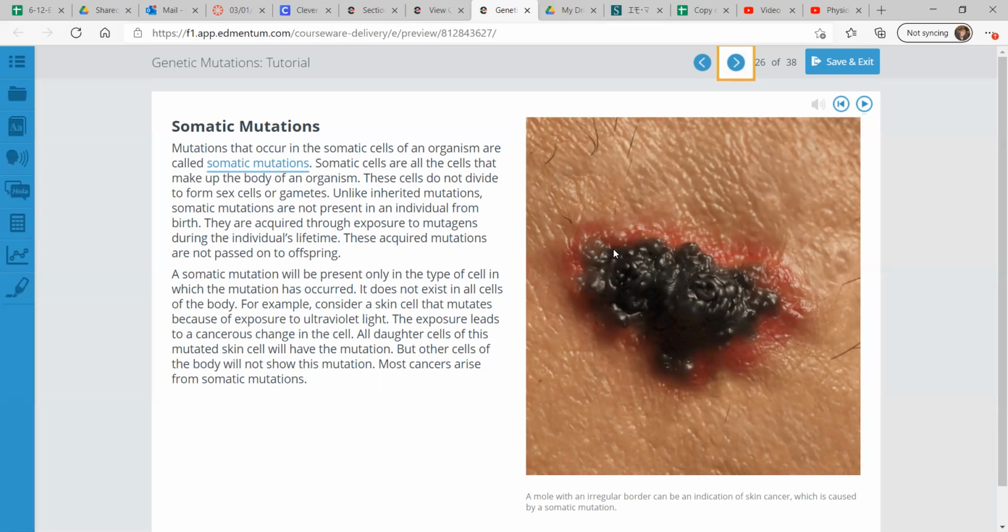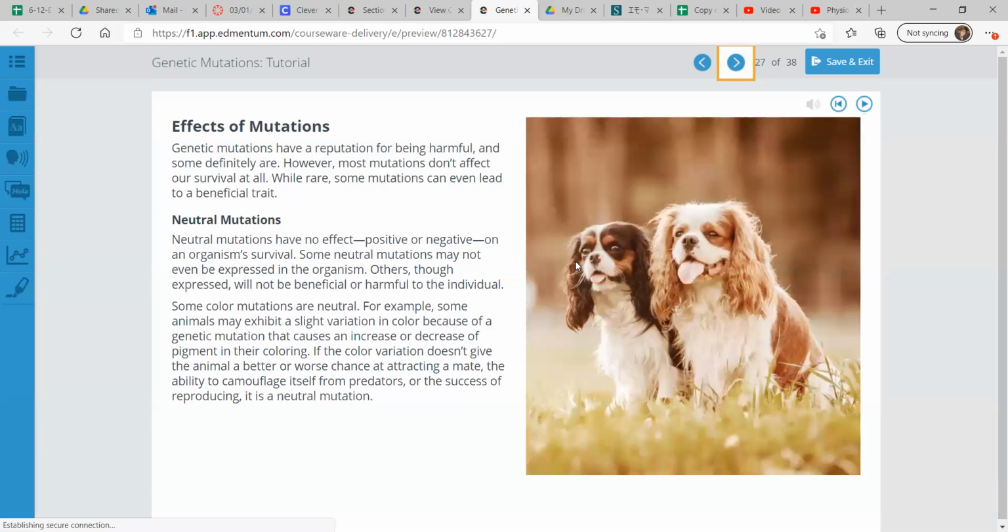All daughter cells of this mutated skin cell will have the mutation, but other cells of the body will not show this mutation. Most cancers arise from somatic mutations. Here is a mole with an irregular border, and that can be an indication of skin cancer, which is caused by somatic mutation.